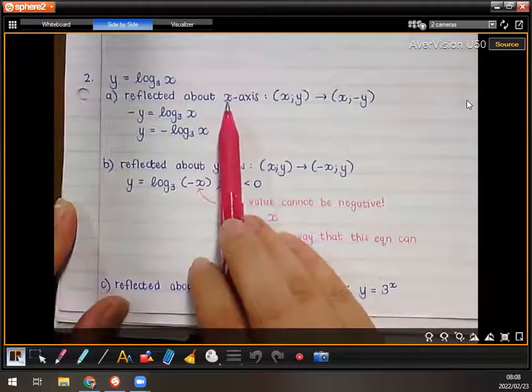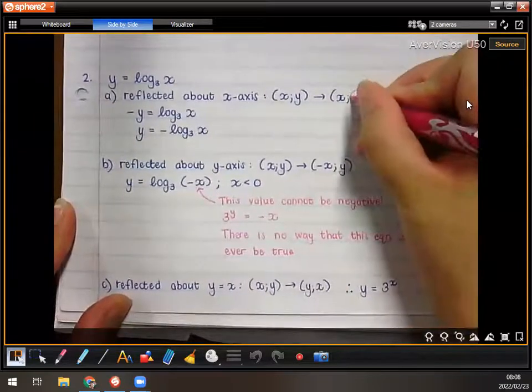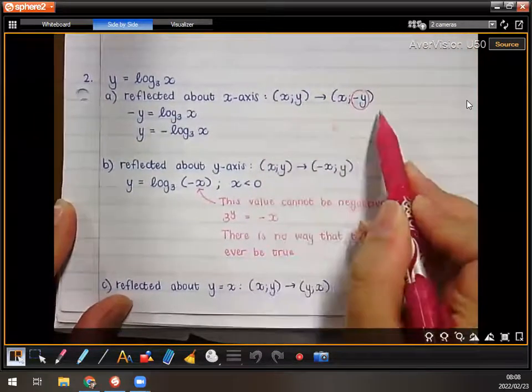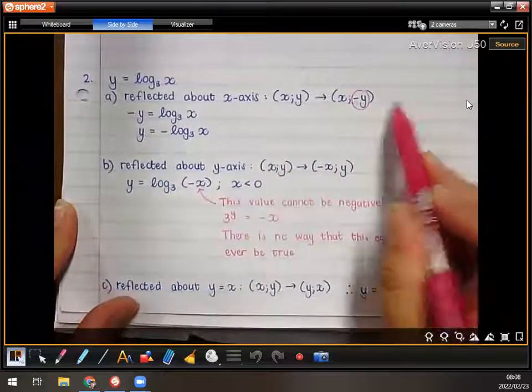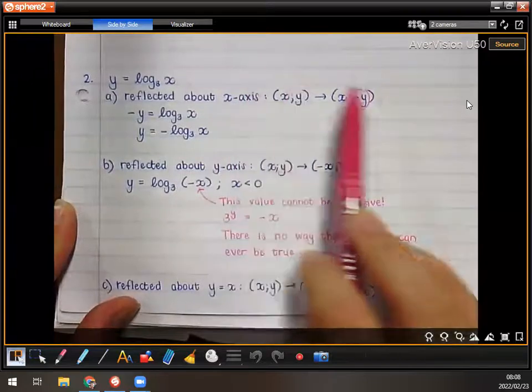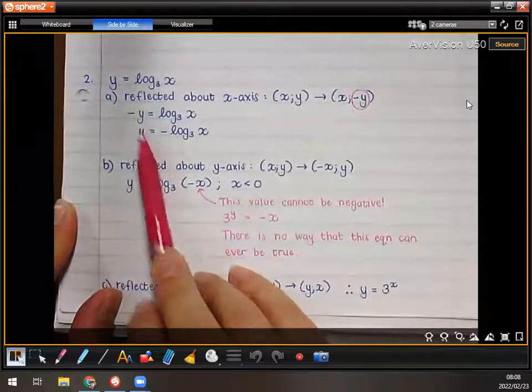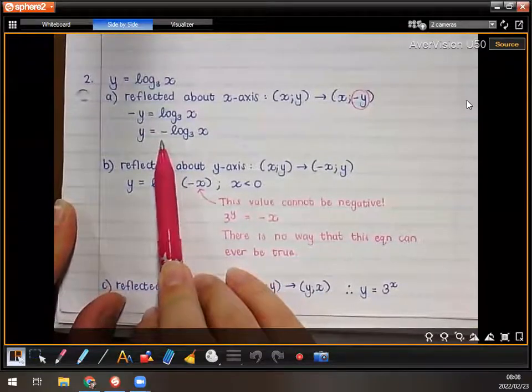If you reflect about the x-axis, we know that y becomes negative. You don't have to write this down, you won't get a mark for doing this. It's just a way of remembering what you must actually do. So when you reflect about the x-axis, y becomes negative, and then you must just move that minus over to the other side.